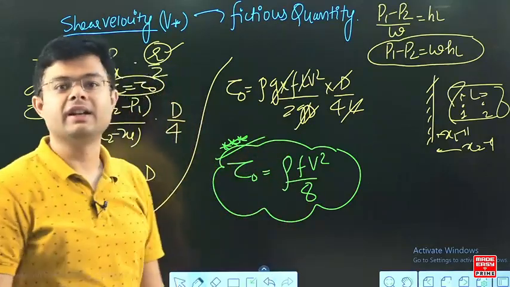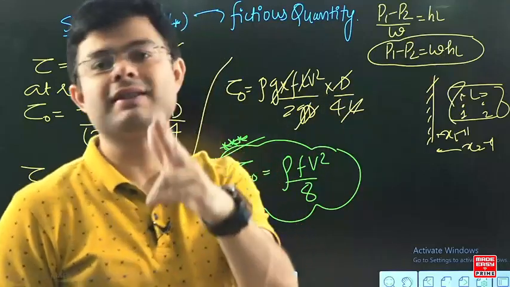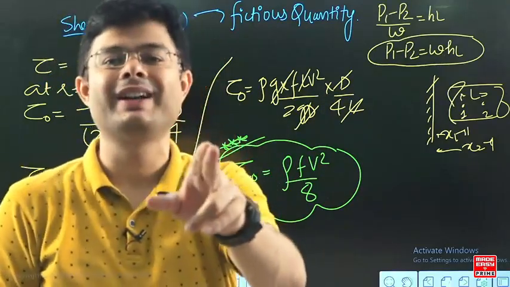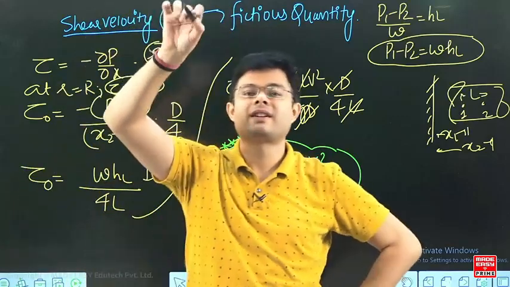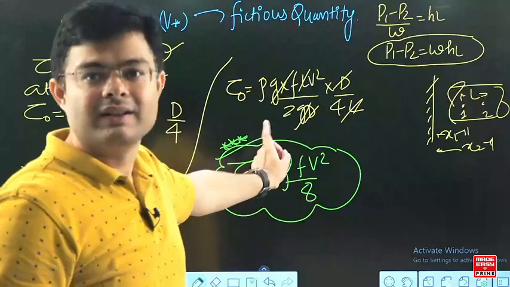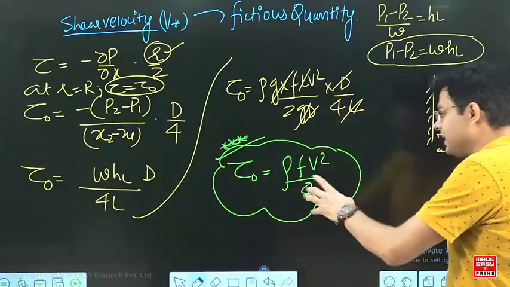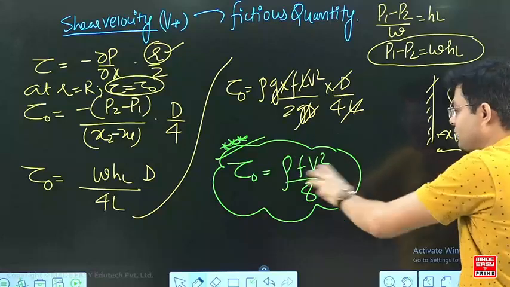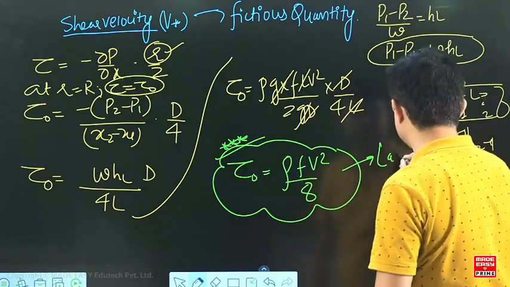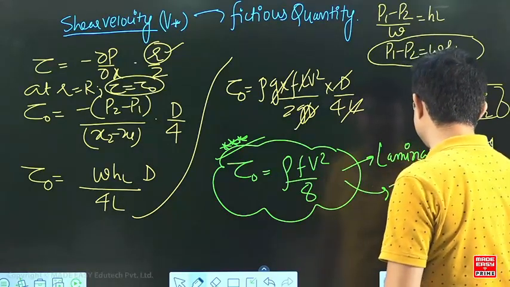But don't take it lightly. In a few of the PSUs, and I think in the 2017 Engineering Services prelims paper, mechanical engineering, he asked for the wall shear stress, given as options A, B, C, D. This was the correct option. Please look here: rho f V square by 8. But the most important thing is, this formula is applicable to laminar as well as turbulent flow.